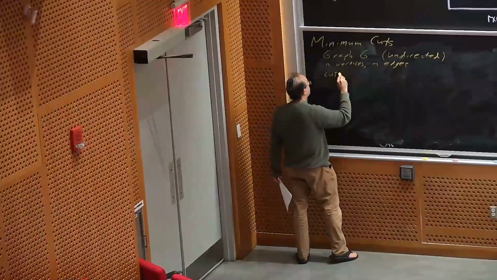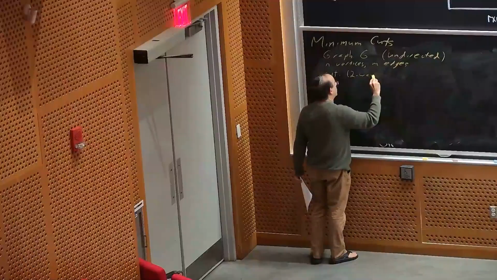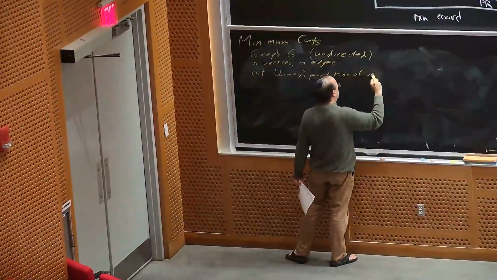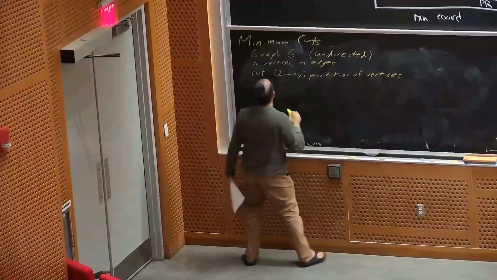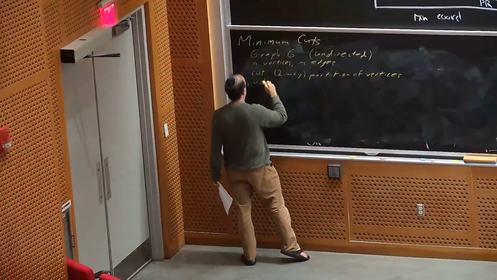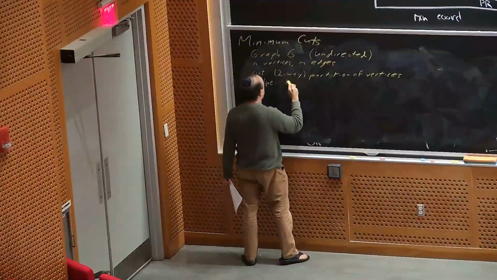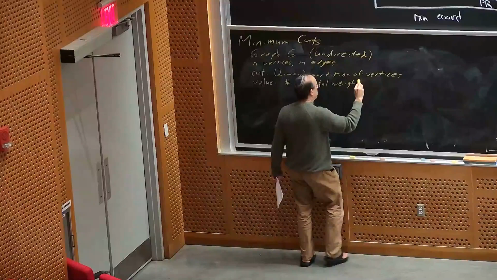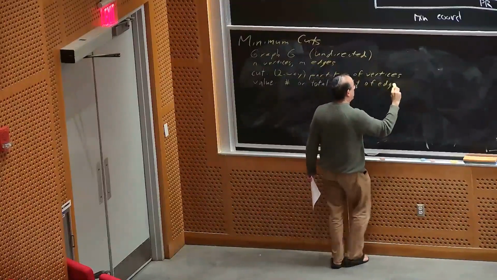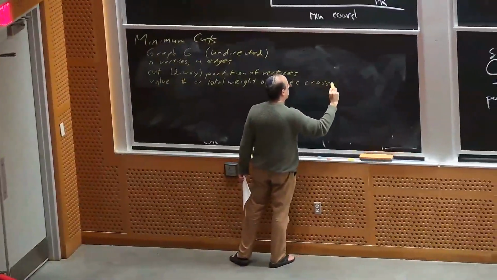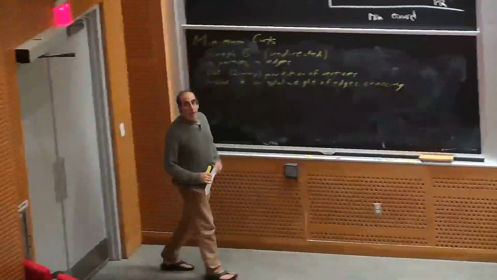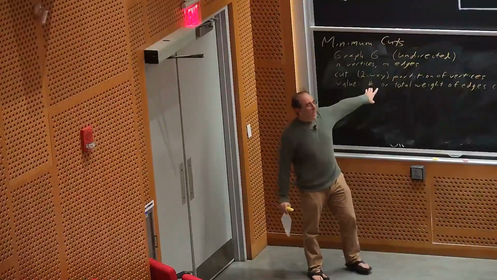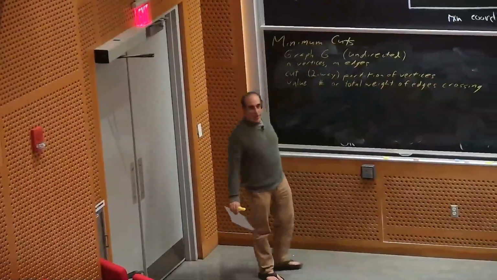A cut is a two-way partition of the vertices. And its value is the number or total weight of edges crossing the partition. All right. We may sometimes talk about unweighted graphs where you're just counting edges, or we might put weights on them and you add up the weights.